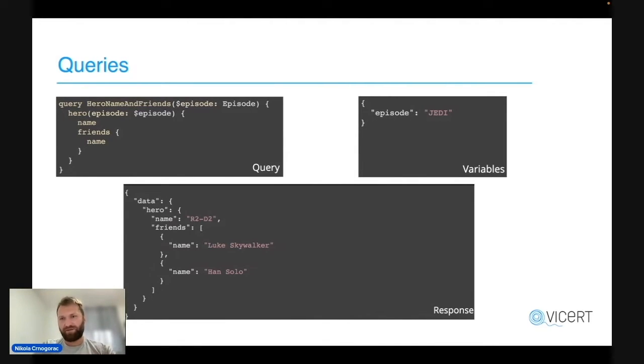We have three different things in GraphQL. We have the query part where you write everything you need. You can write queries, mutations, and subscriptions. We have a variables part where you write everything you need to pass to get that information, and you have the response part. But I'll go into more detail on that later.